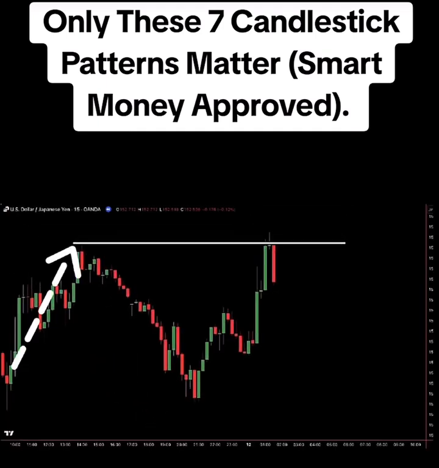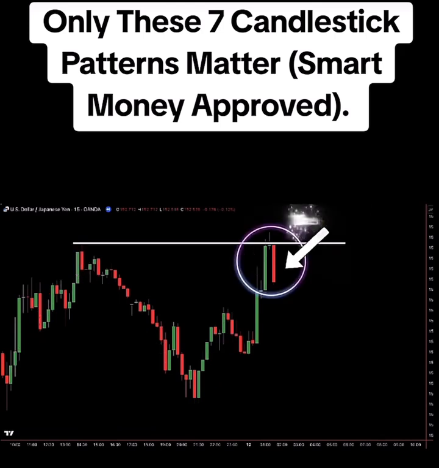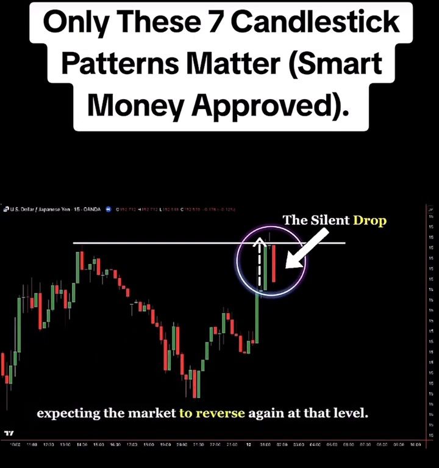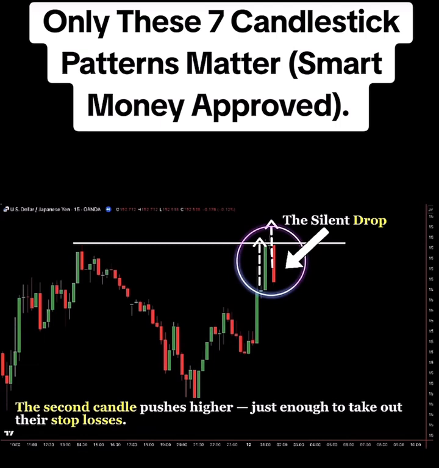The market pushes up, hits this level, and pulls back, forming a clear resistance zone. Then price goes up again and taps that same level, but this time something different happens. The silent drop pattern forms. Here's how it plays out. The first candle touches the resistance and immediately triggers sell limit orders from traders, expecting the market to reverse again at that level. The second candle pushes higher, just enough to take out their stop losses.